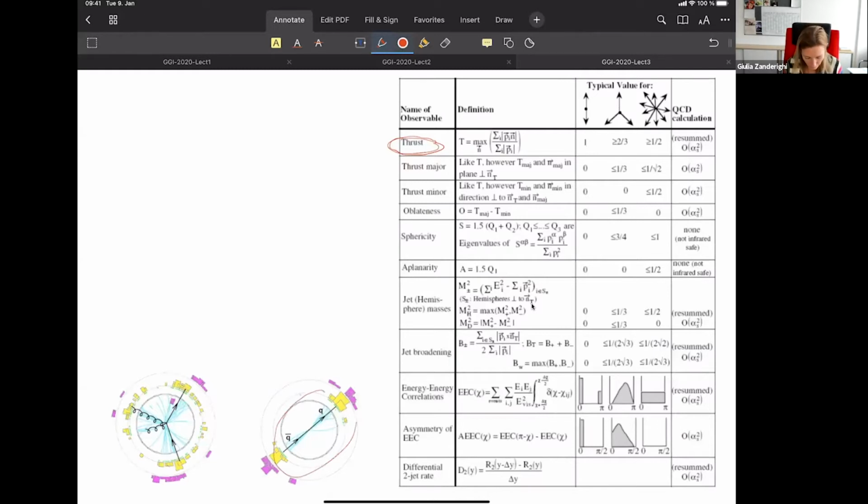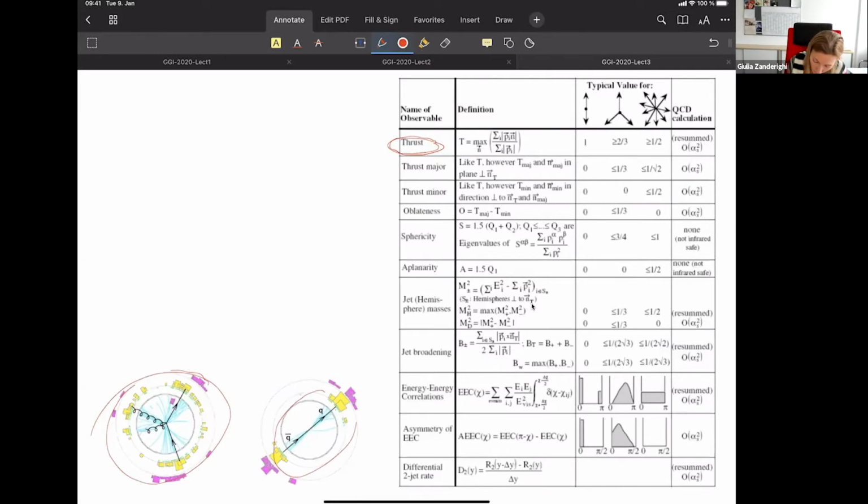But an event like the one on the left here will give a thrust value that is far away from 1. So somehow the value of these event shapes tells you something about the radiation that occurred in the event. And there are many variations of this. Now, they are listed here.